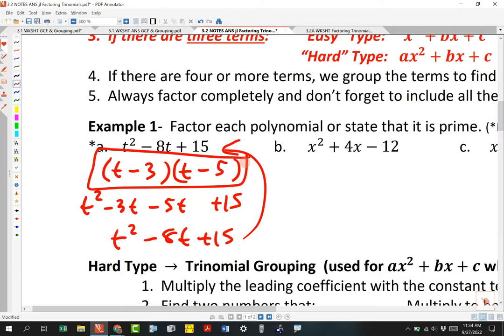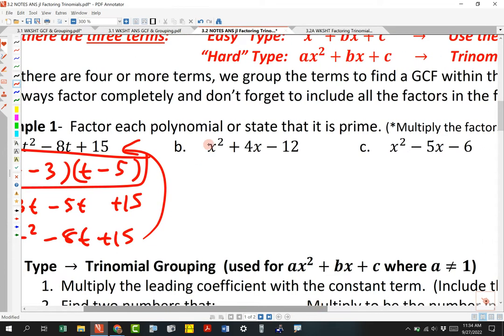Got a question for you. Let's say I looked at Andy's paper and Andy had a negative 5 right here and a negative 3 right here. Is that okay? It is. Because this is basically a t minus 5 written first and a t minus 3 written second, so that's totally all right. Everybody good there?